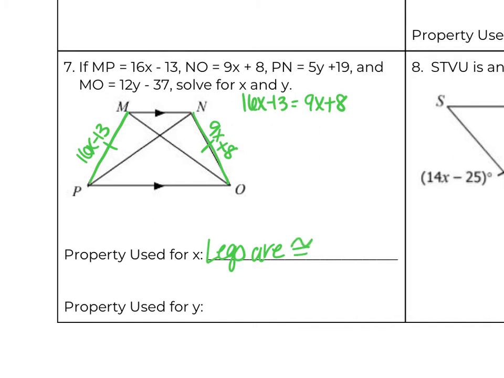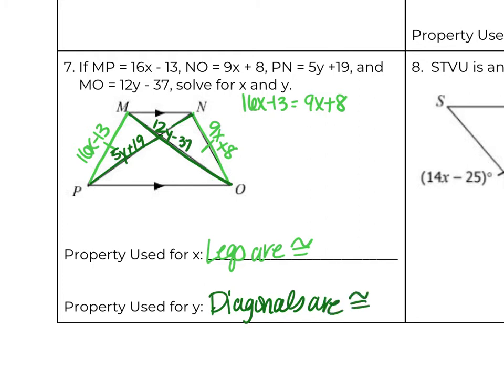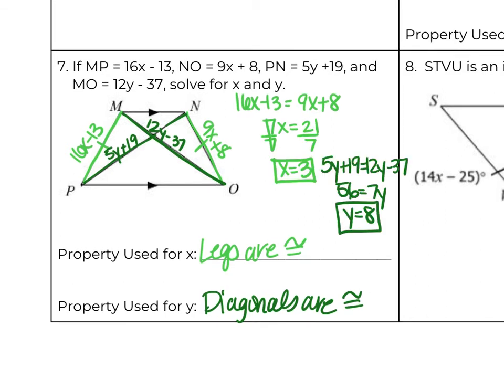And then if I were doing the second part of the question, MO is 12y minus 37, and PN is 5y plus 19. Okay, so diagonals are congruent. So that will be a really similar equation. I want you to take a minute and just try to solve both of those. So you'll have an x for your first one and a y for your second. Okay, so hopefully you're checking your answer. You should have got x equals 3 and y equals 8.